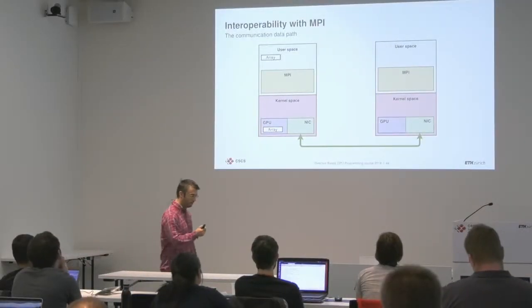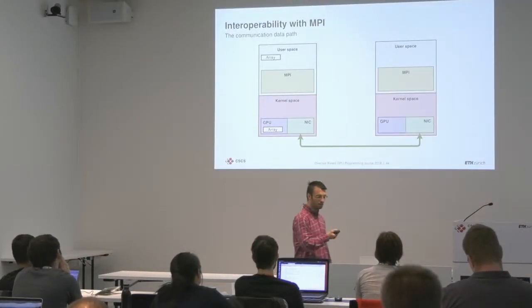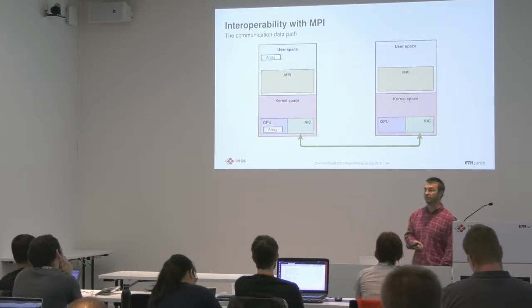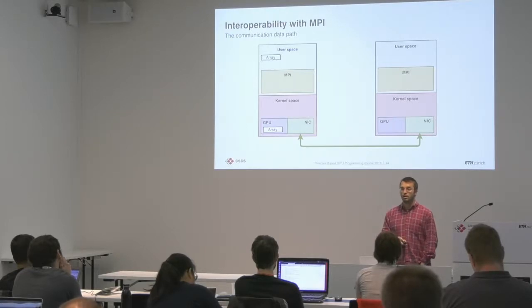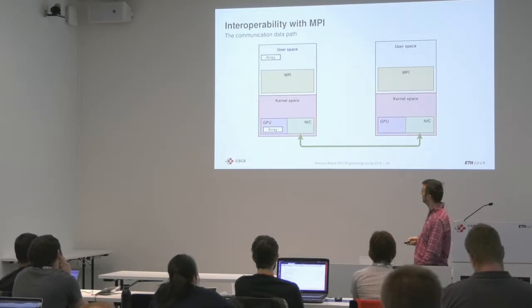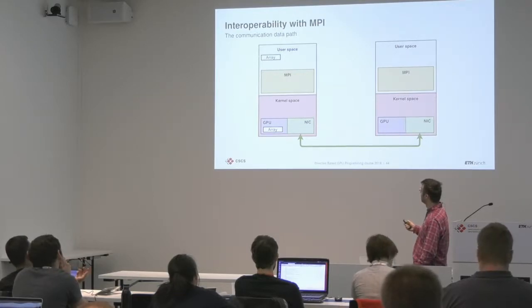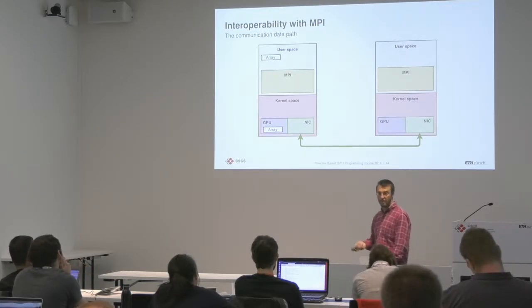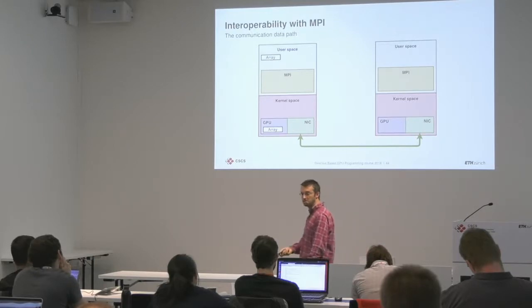So what's going to happen? What would you do? Any ideas? How would you do that? What's the natural way of doing it? Transfer data from GPU to CPU and then call the MPI to do the transfer. Yes, that's correct. So that's the way to do it.